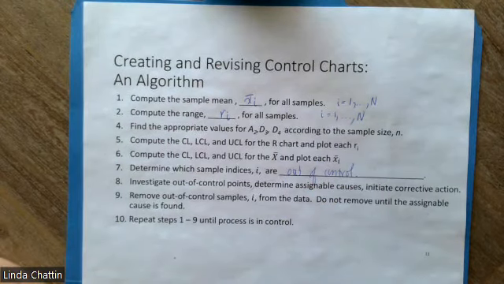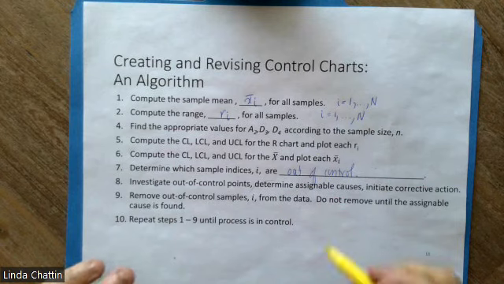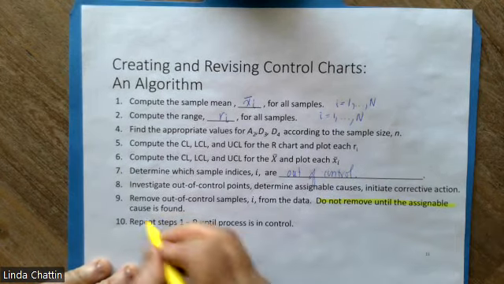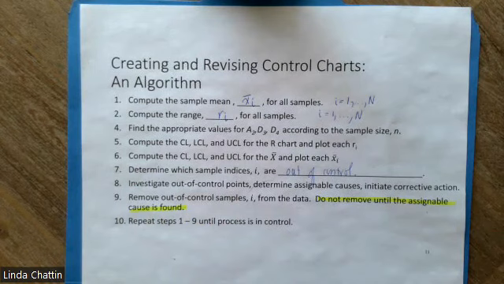Then you investigate, determine the cause, and figure out the corrective action. Then you remove those samples from the data. Do not remove them, and this is so important, until the assignable cause is found. Sometimes you have to, but I didn't say that. Then you just repeat steps 1 through 9 until the process is actually in control. And then you watch it.